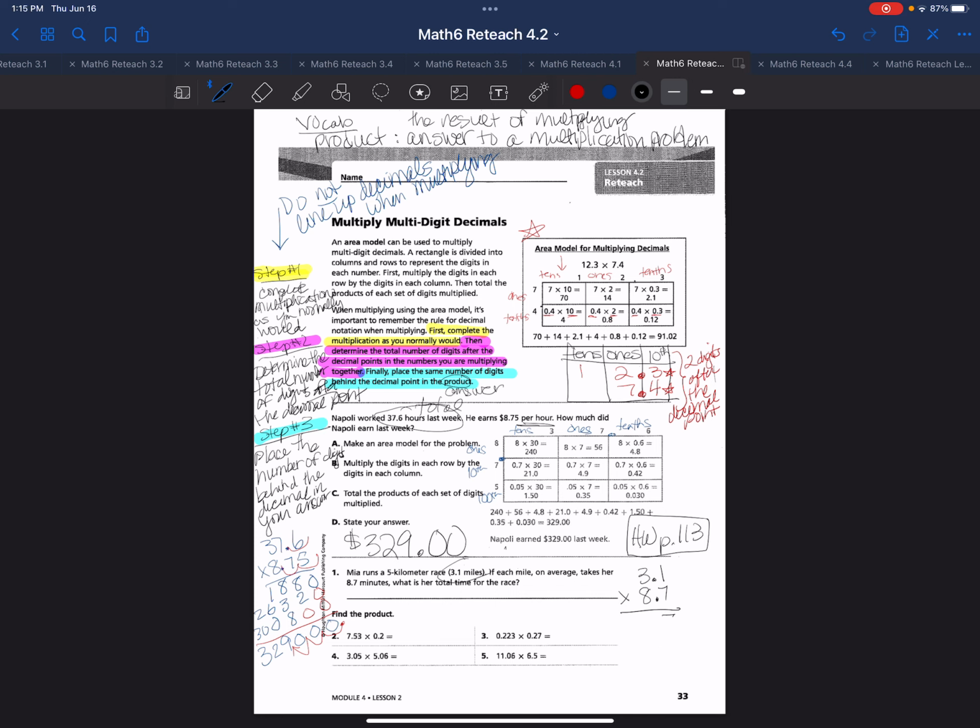7 times 1 is 7. 7 times 3 is 21. 0 for my placeholder here. 8 times 1 is 8. 8 times 3 is 24. Then I add.